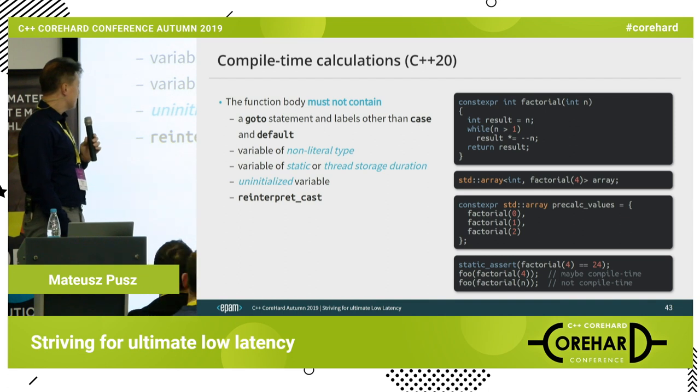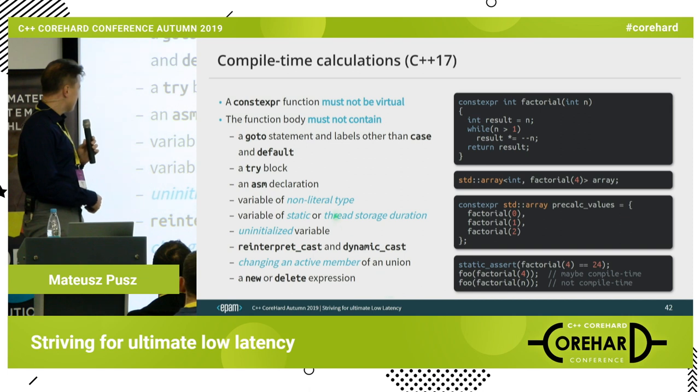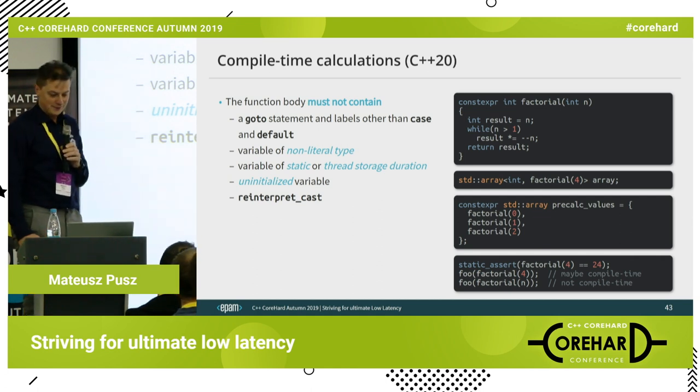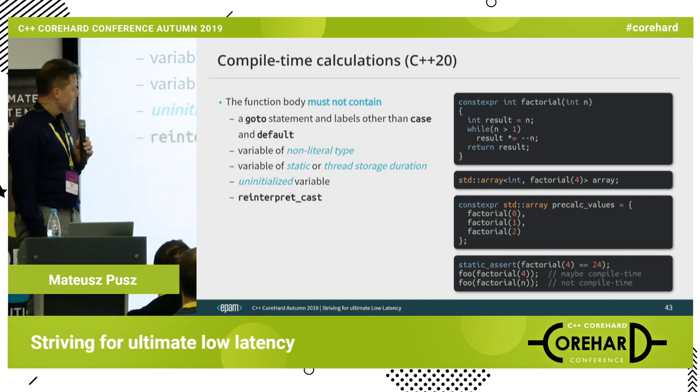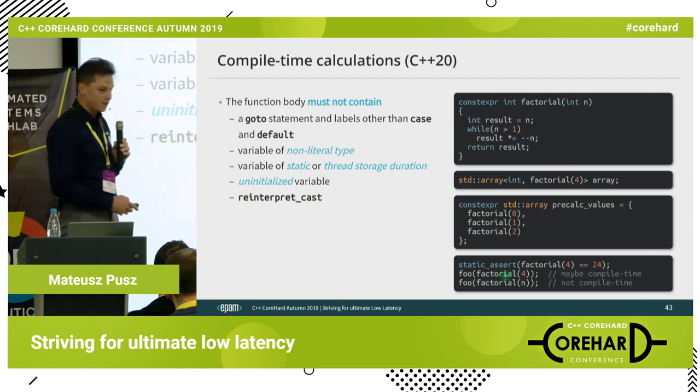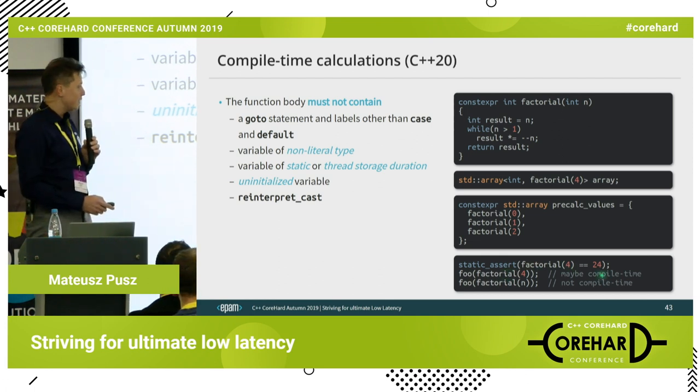We can use dynamic memory allocations, for example. And there are other things that were removed from here. Like we can use dynamic casts and virtual functions. It's insane what we can do at compile time right now. But still, for example, for cases like this one, you are not sure whether it will run at compile time or runtime, because it depends on the compiler. So it's maybe compile time.